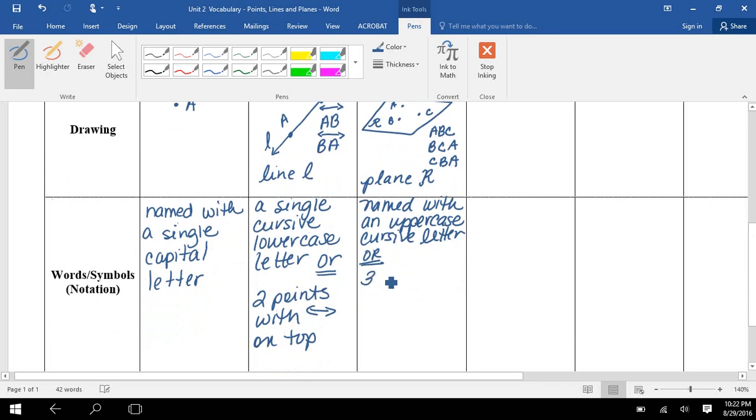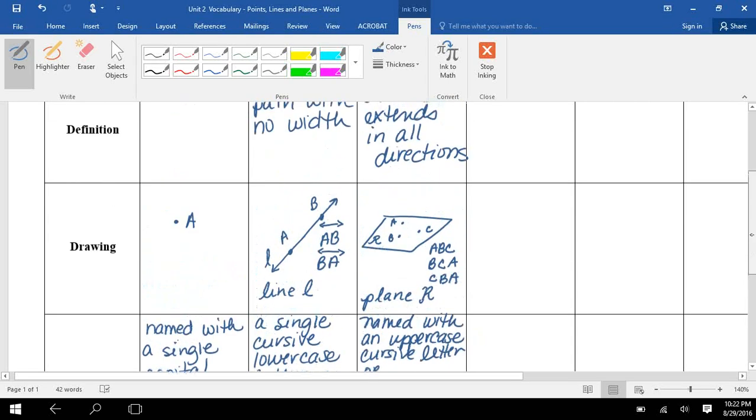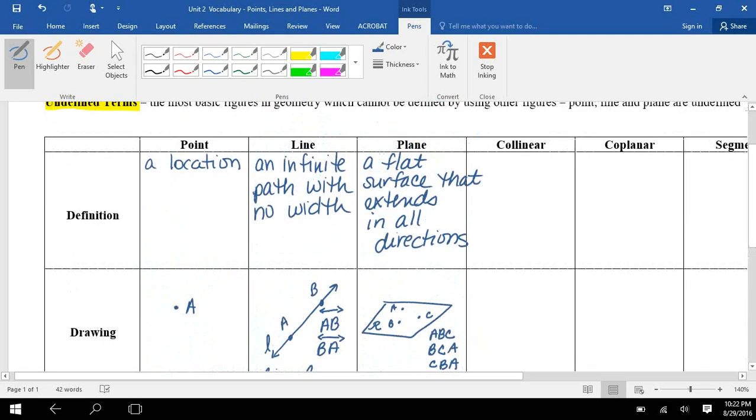Or 3 non-collinear points. Now, the word non-collinear, probably going to need to define that word for you too. So let's scoot over to the word collinear. Collinear. Co means with, linear means line. So basically collinear means on the same line. It refers to points. Collinear, points on the same line.